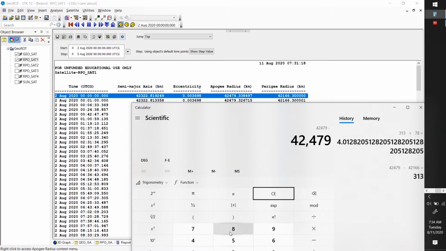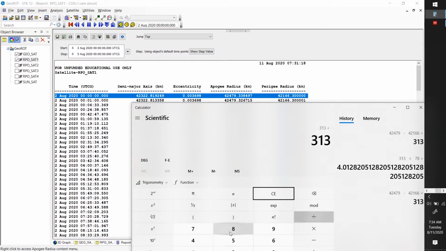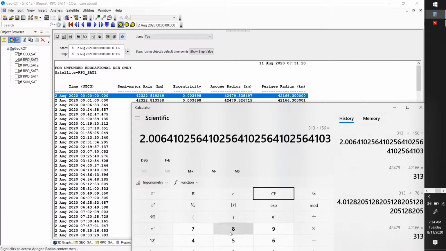So you've got 42479 minus 42166. If I divide that by what I know I increased my semi-major axis by, which was 156, you'll see that it's approximately double that number. Which makes sense because when you add these two numbers and then divide them by 2, that's how you get the average.